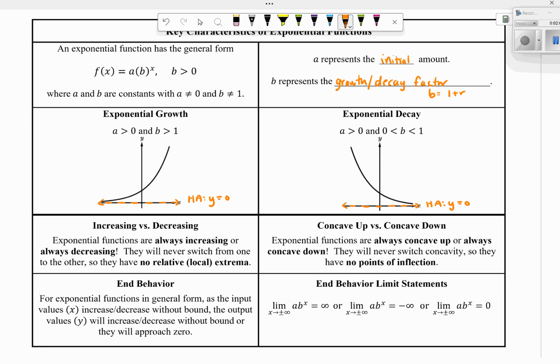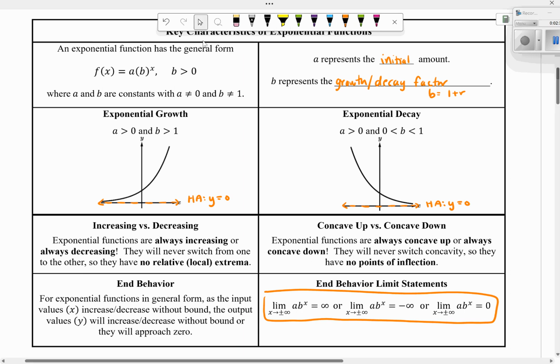For our end behavior for exponential functions in general form, as the input values x increase or decrease without bound, the output values y will increase or decrease without bound, or they're going to be approaching 0. So we have these limit statements right here of the possibilities of what it could be equal to. We have just ab^x as our general equation for our limit. So it can either go to infinity, negative infinity, or 0.